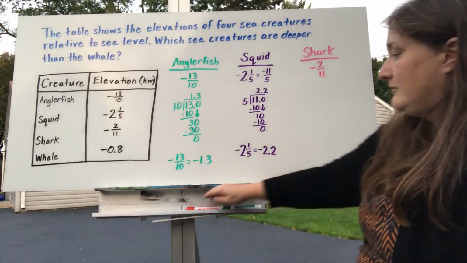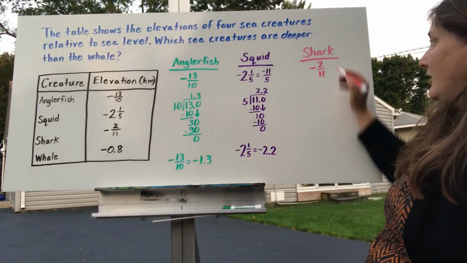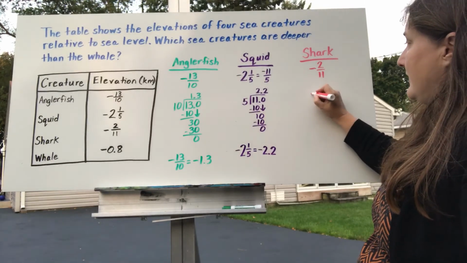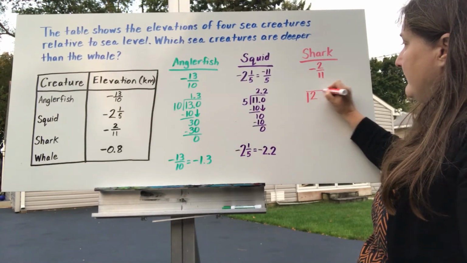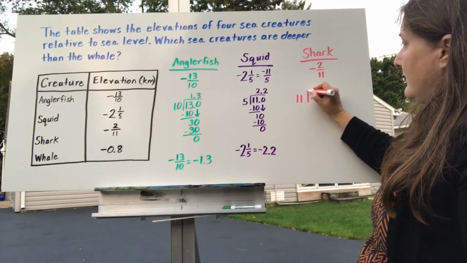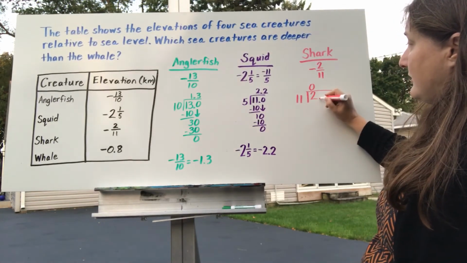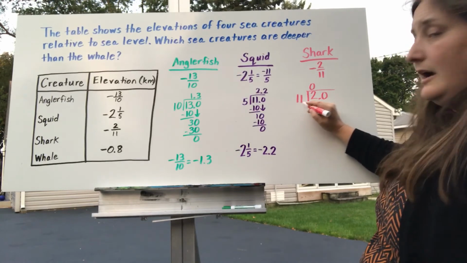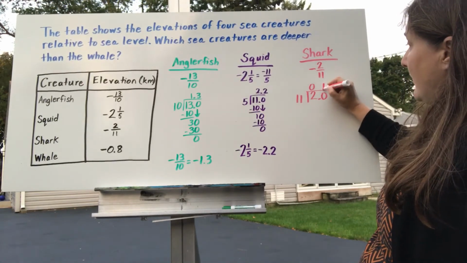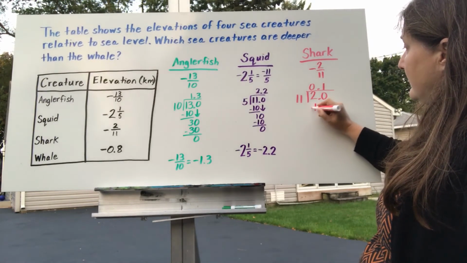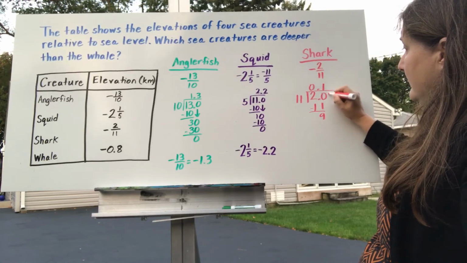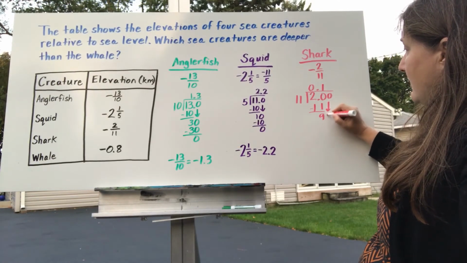Now the shark. Let's do this one together. So the numerator always goes on the inside, divided by 11. Okay, 11 will not go into 2, so right off the bat I start with a 0. I'm going to add a decimal and a 0. 11 goes into 20 once, a leftover of 9, and I'll bring down a 0.